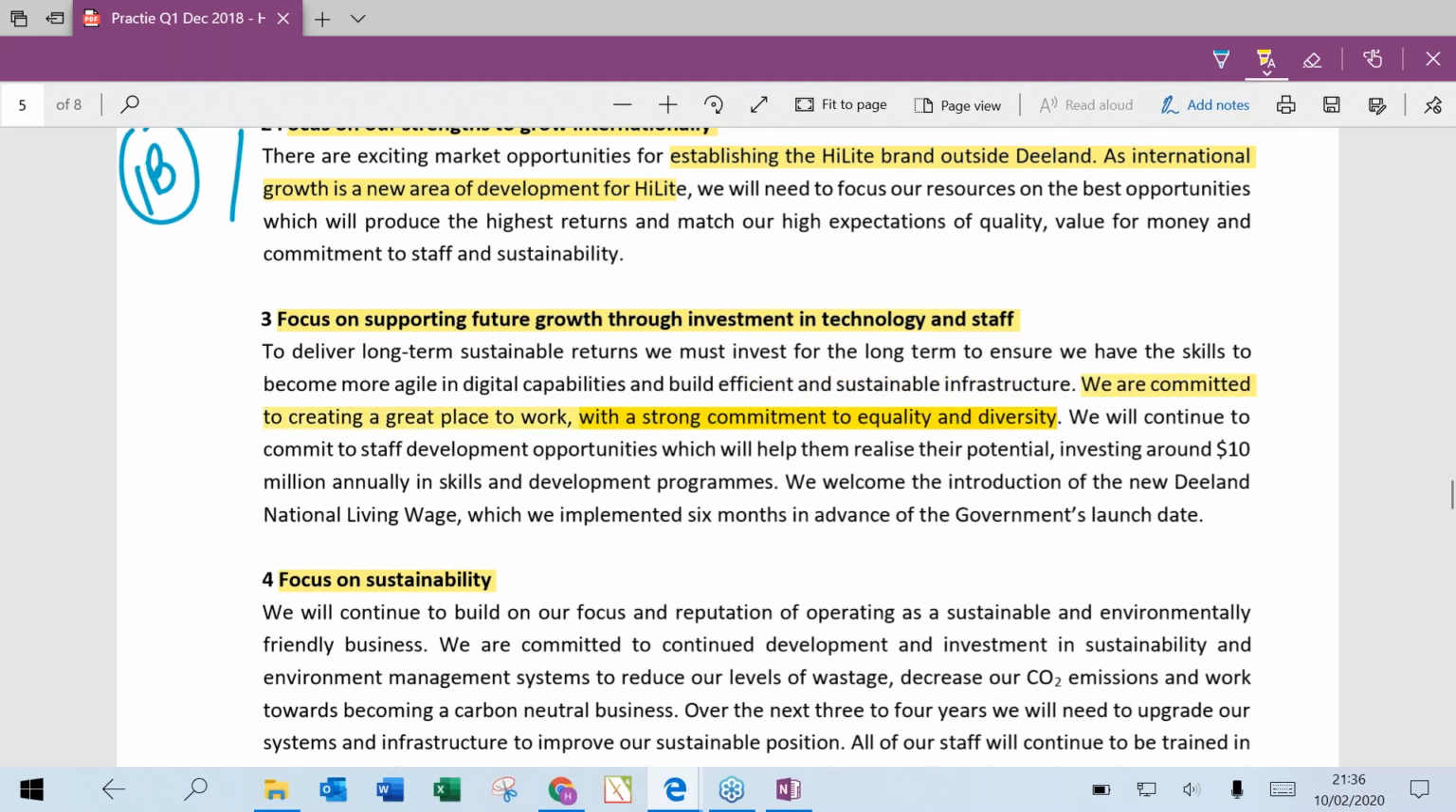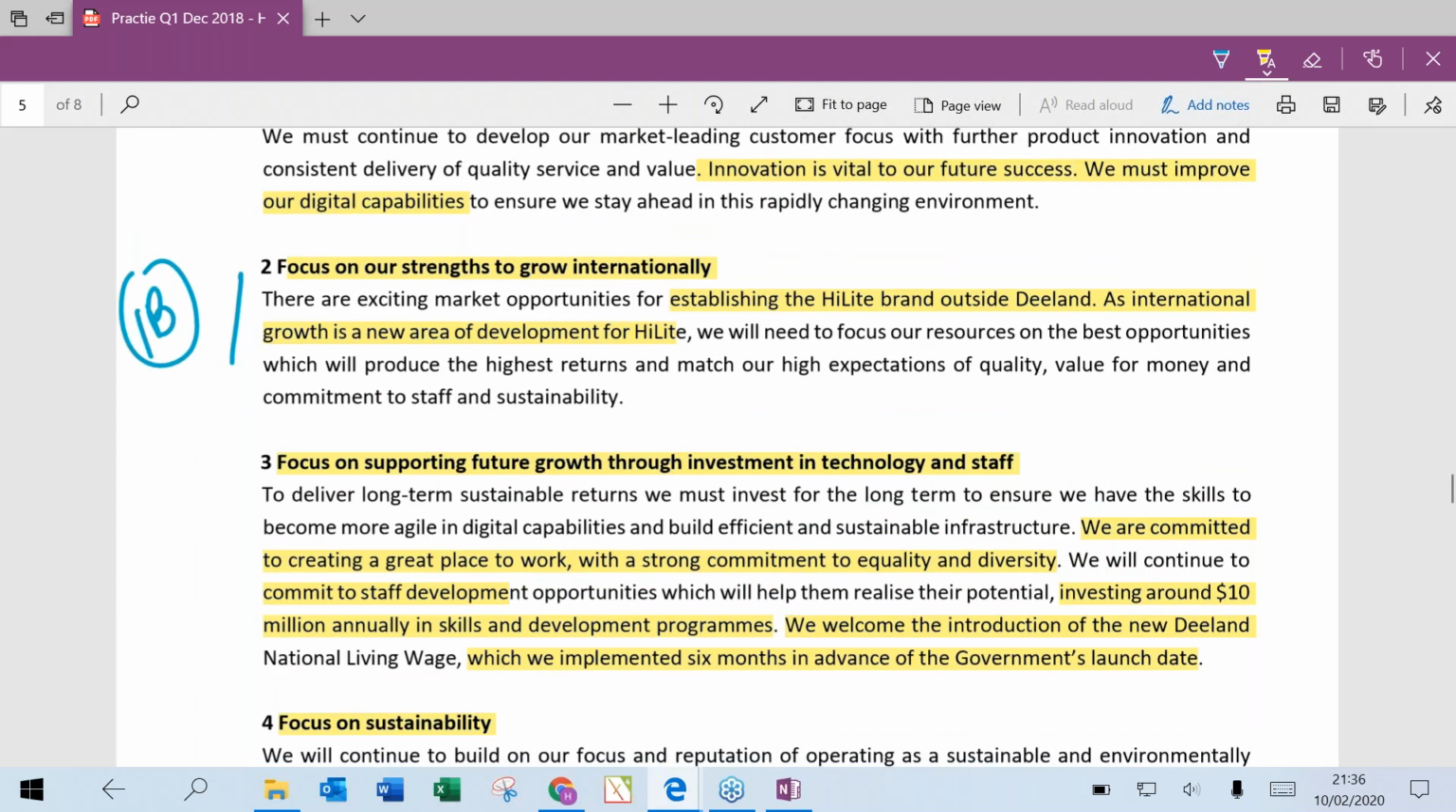Okay, these are all nice, flowery sentences. We will continue to commit to staff development. Okay, the opportunities which will help them realize blah, blah, blah. Investing around $10 million annually in skills programs. We welcome the introduction of the new D-Land national living wage, which we implemented 6 months in advance before. I don't know, but where can I use this? I don't know. So I'm just saying staffing.